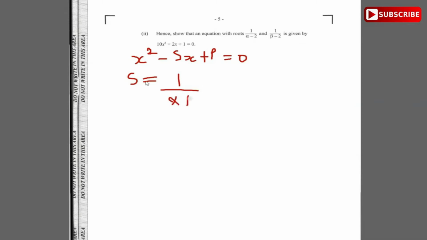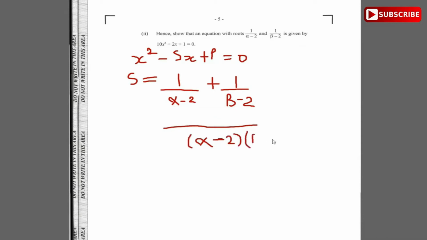So in order to add them, we're going to have to use the LCM. The LCM is alpha minus 2 times beta minus 2. And then alpha minus 2 into this denominator leaves beta minus 2, and beta minus 2 into this denominator leaves alpha minus 2. And so in the numerator, it's going to work out to be alpha plus beta minus 4. That's the numerator.